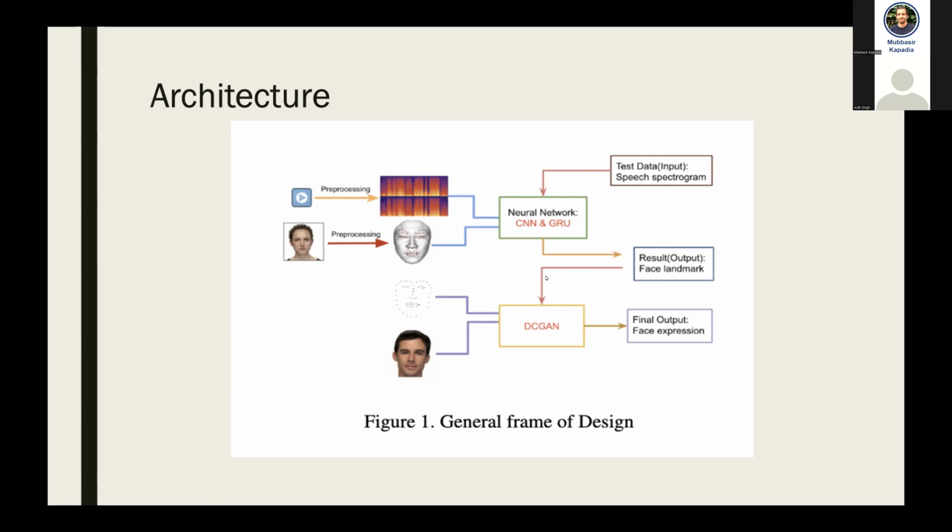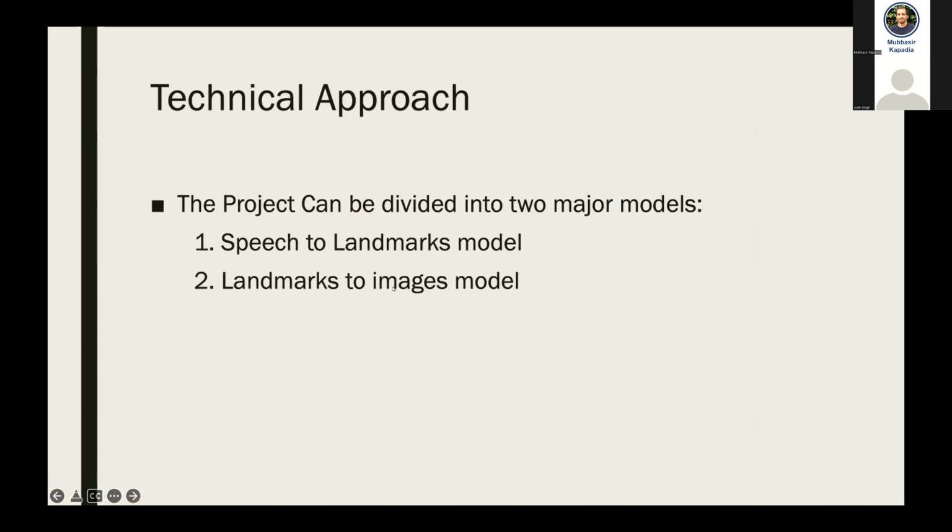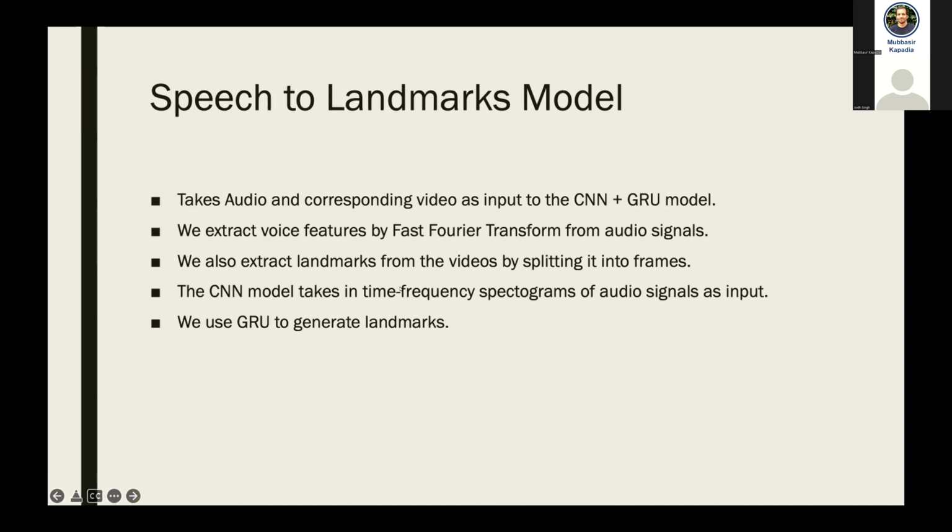So we're taking this as an input to GAN and also sending in real images and landmarks to GAN to give us a final expression of a person. Moving forward, we've divided this project into two parts. The first part would be the speech to landmarks model, and the other one would be the landmarks to images model.